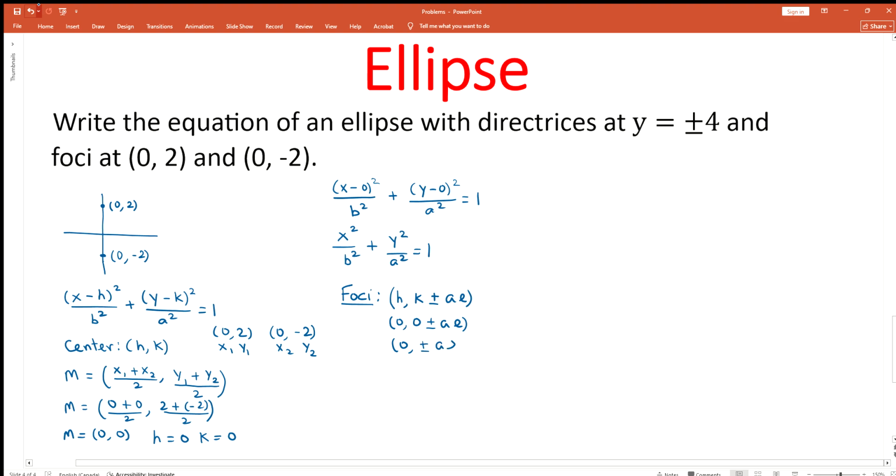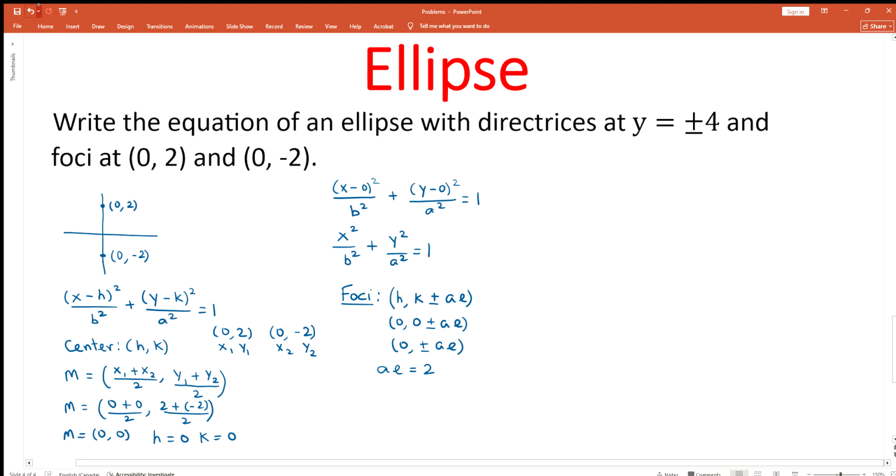So we get (0, ± ae). The given foci points are (0, 2) and (0, -2). That means a times e is equal to 2. This is our first equation for a and e. Next, we can analyze the given directrices.